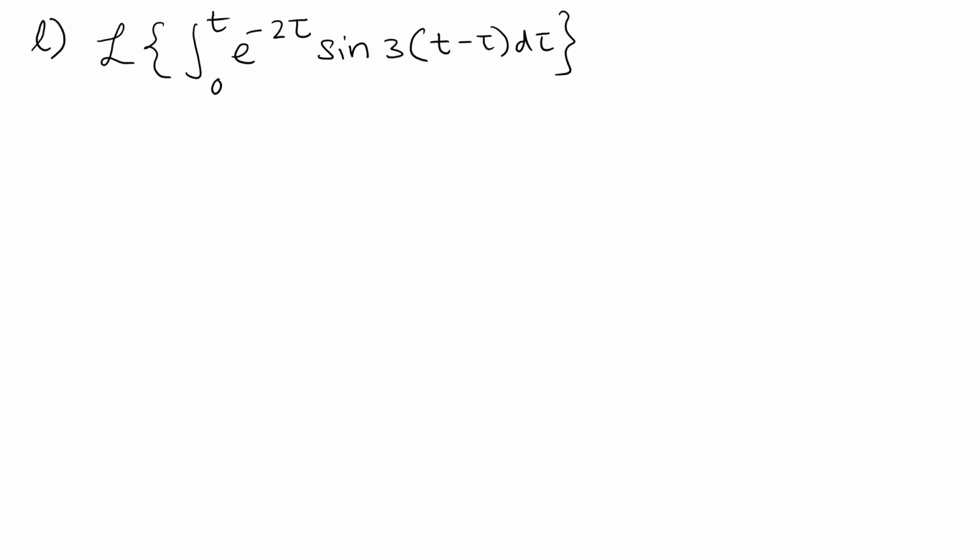As the next one, we have the integral from 0 to t of e to the negative 2 tau times sine 3 times t minus tau. You can see one is tau, one is t minus tau. That means this is in the right format, so it is simply going to give you just the product. You can write this as the Laplace transform of the first one, e to the negative 2t, and the second one is sine 3t.